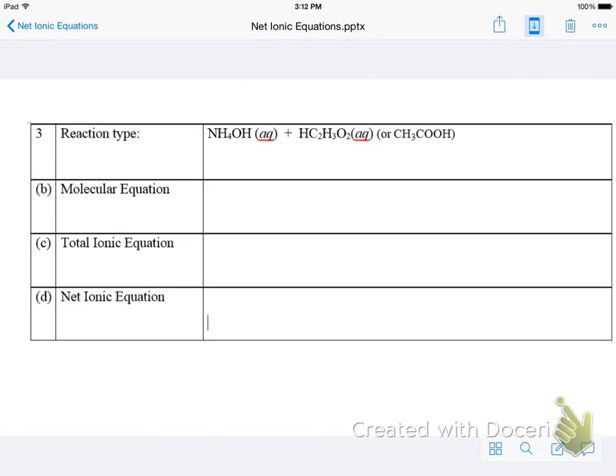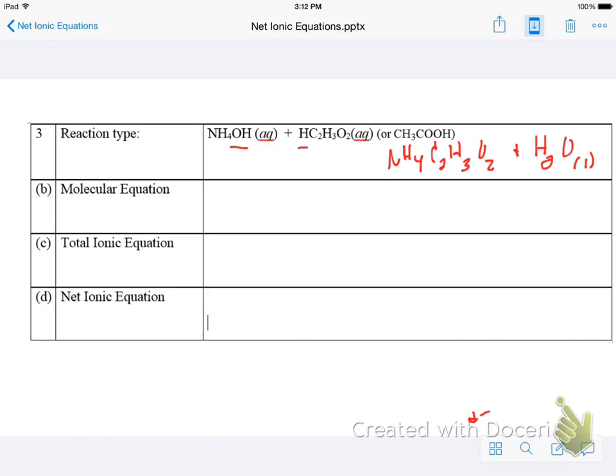Alright, so here we have ammonium hydroxide plus acetic acid. Okay, so what's going to happen here is I'm going to make, I'm just going to write down here, ammonium with the acetate, and the OH and the H are going to form water. And I always write water as a liquid when I'm writing an acid-base reaction.